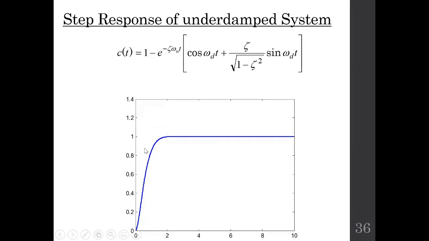So increasing the value of zeta to 0.9, we can see that the oscillations have almost vanished, although there are some oscillations, but they are so small that we cannot see them here. This is the response of a high pass filter. So increasing the value of zeta will reduce oscillations.